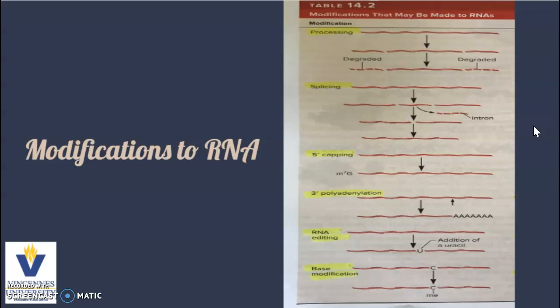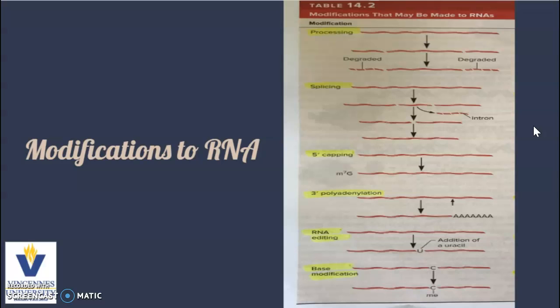The last 2 are RNA editing and base modification. RNA editing usually occurs in eukaryotes, and it's just a change in base sequence of the RNA after it's been transcribed. And the last one is the base modification, and that's exactly what it sounds like. It is just a change in base.